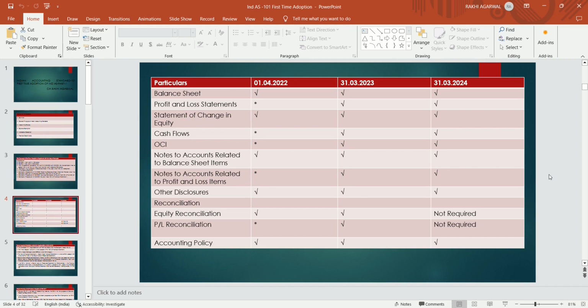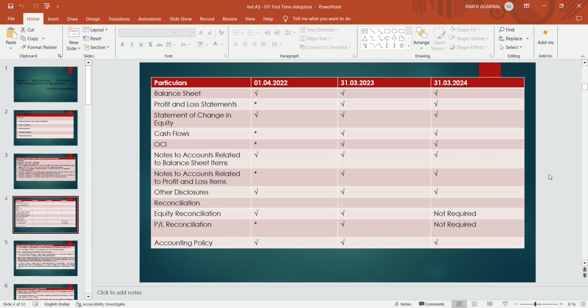because equity reconciliation is required to be prepared for opening and for the comparative years, because equity is a carry forward item, so it is required to carry forward from the previous year. Reconciliation is not required for the final balance sheet, but for the comparative figures and opening figures, equity reconciliation is required. PL reconciliation is not required for opening, and also not for the current. PL reconciliation is only for the comparative figures.